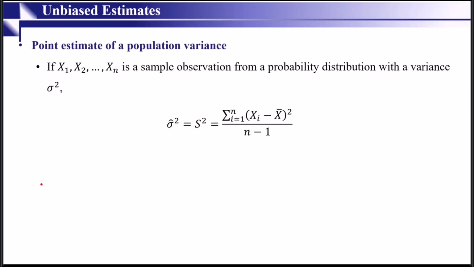In the same way, for the population variance, if we sample from a distribution with variance like sigma squared, this is the sample variance, s squared, that is an unbiased point estimate of the population variance. So if we have x1 up to xn as the sample observation from a probability distribution with variance sigma squared, then the sample variance, sigma hat squared, is equal to s squared, which is equal to the sum of x minus x bar, the average, divided by n minus 1. This is an unbiased point estimate for the population variance of sigma squared. This ensures our variance estimate is reliable across repeated samples.